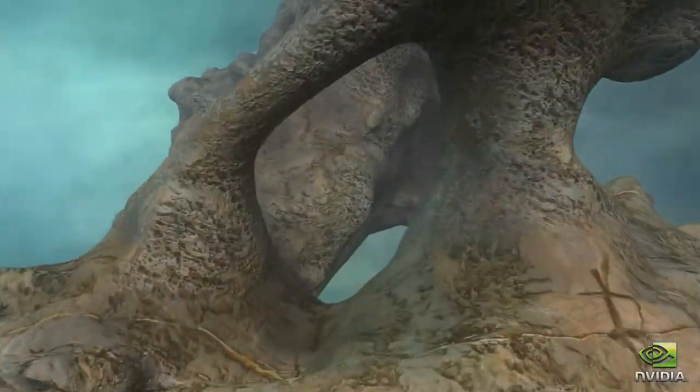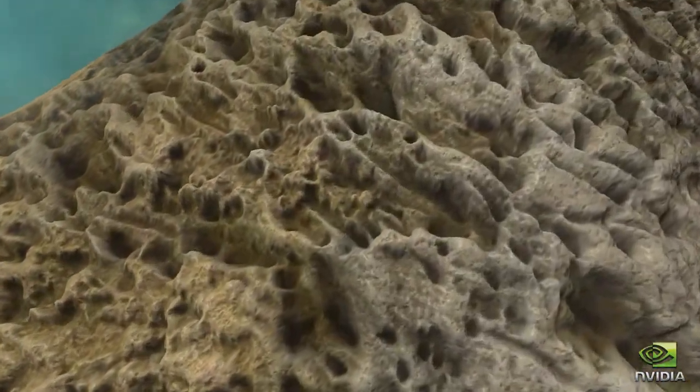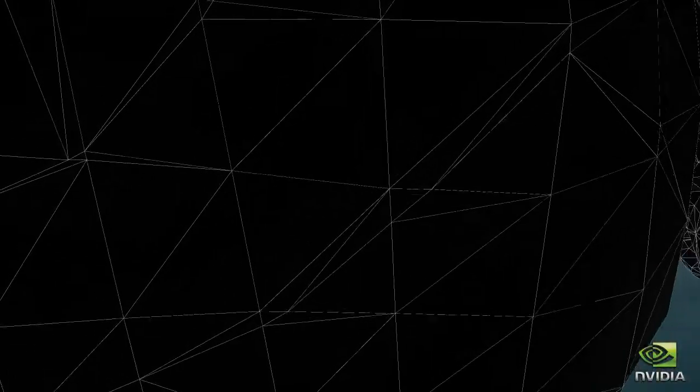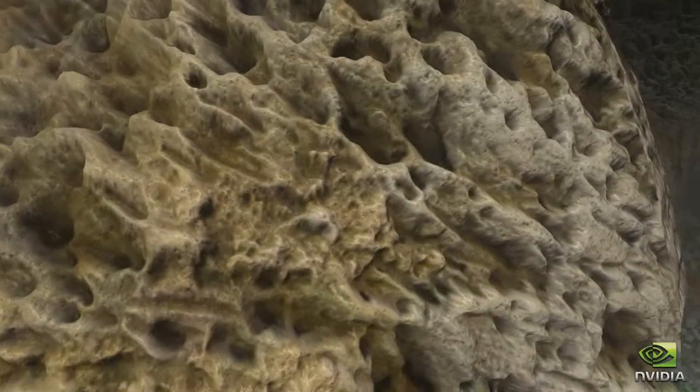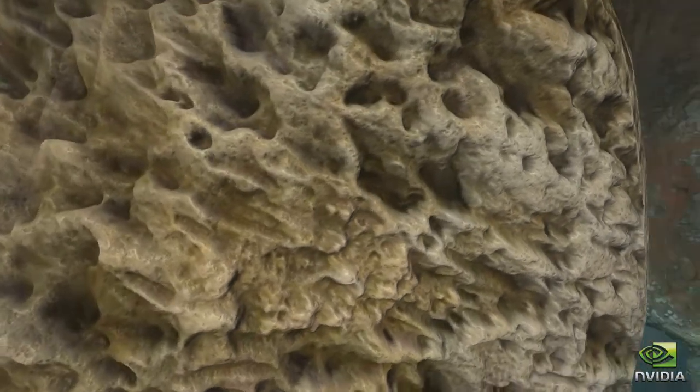Here we zoom into the rock surface to see the detail at a very close range. Although the features appear very three-dimensional as we move the camera around, a quick switch over to wireframe reveals that the detail does not exist in the geometry, but is instead being synthesized by the pixel shader.